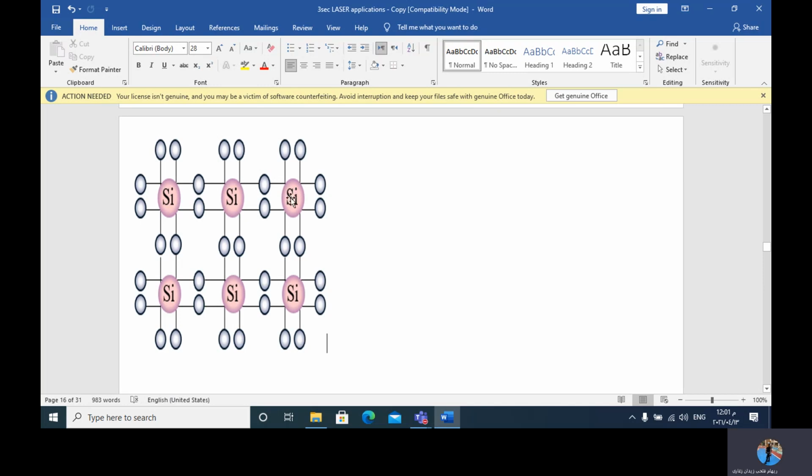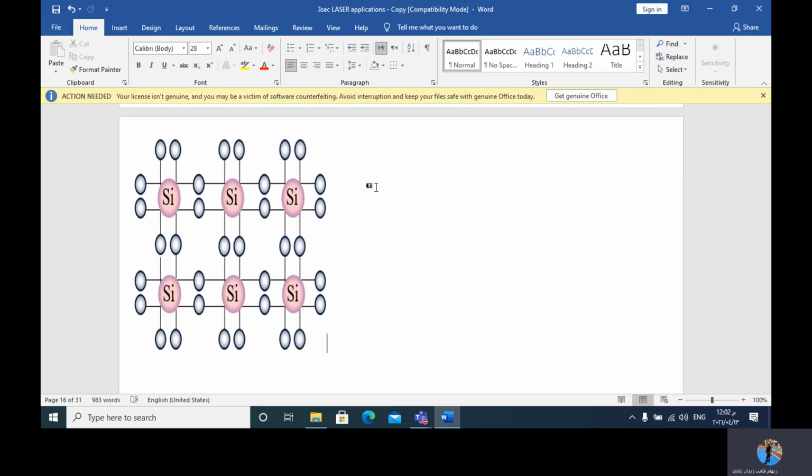And we know that silicon is tetravalent. Tetravalent means it has 4 electrons in the outermost shell. So consider this silicon, 1, 2, 3, 4. And you have also from here 1, 2, 3, 4. Which means that every atom of silicon has 4 electrons to contribute to the crystal. And by this I have a pure crystal of silicon.